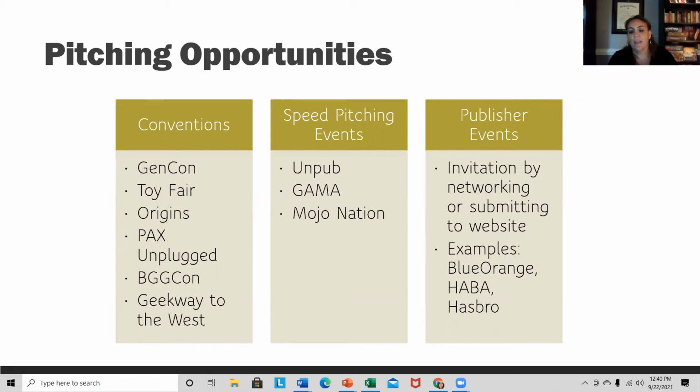And then there's specific publisher events. So if you've done this for a long time and you get on people's email lists, you get invited. Blue Orange will have a day, and they'll send you an email and say, we're gonna have a pitch day next month on Friday, September, or whatever. And then they'll have appointment slots, and then you get to pick one. And so a lot of them do this. Haba does this. Hasbro has done this.